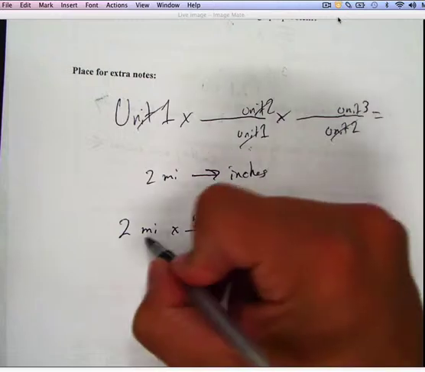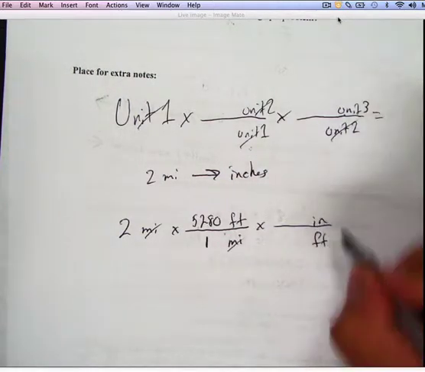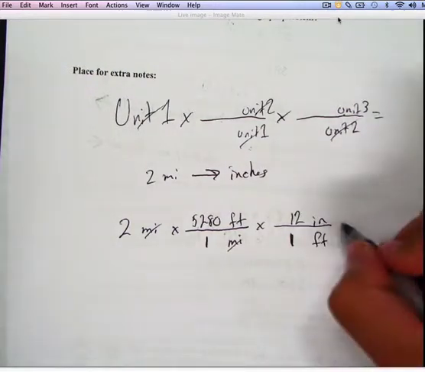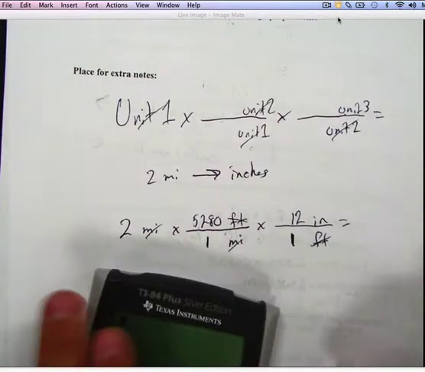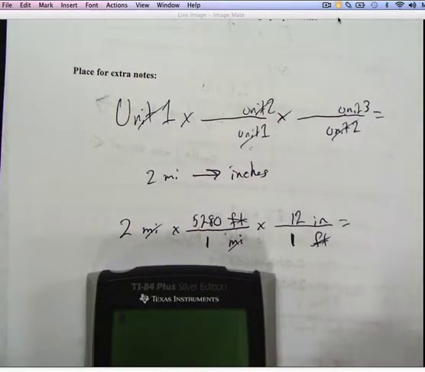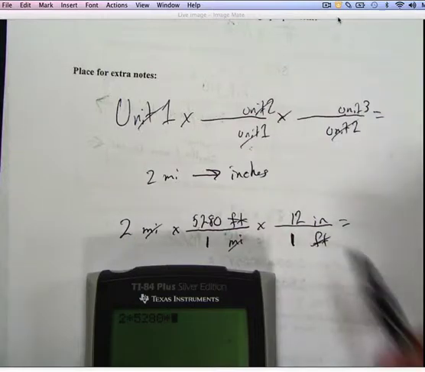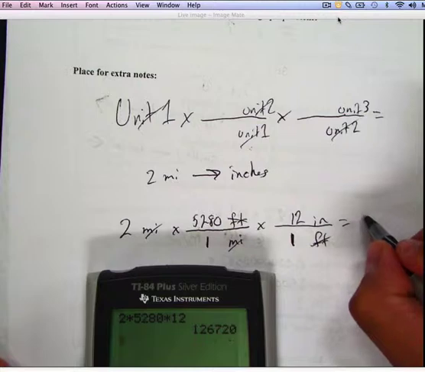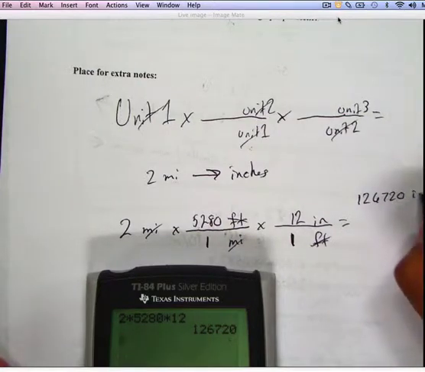Miles cancels out. Now I have feet, so feet goes on the bottom, I can go to inches. Inches is the bigger unit, my 1 goes with that, and there's 12 inches in a foot. Feet cancels out. So now that's what I want to find: inches. Now you punch it into your calculator. So 2 times 5,280 because the number is on top, times 12 because the number is on top, enter, and I should get a big number: 126,720 on my calculator, and this is inches.